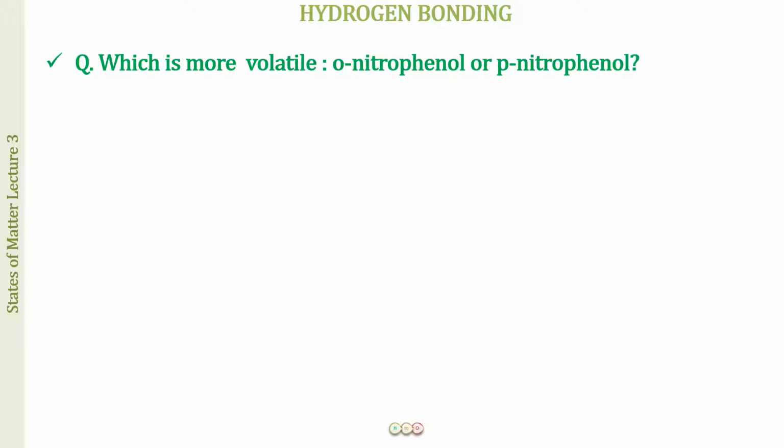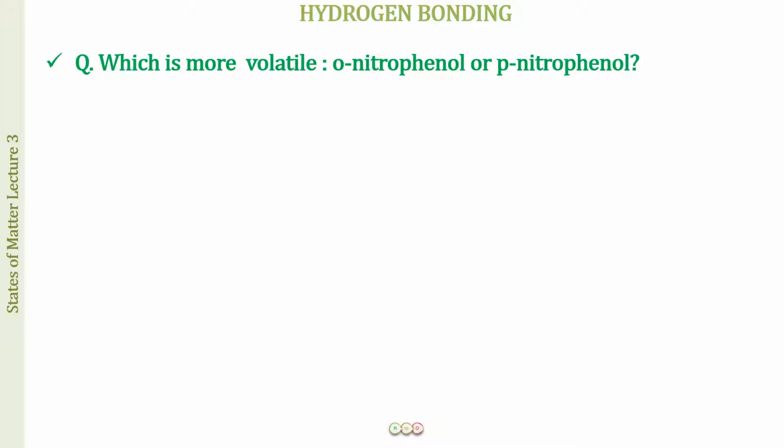Okay. So the question is again, which is more volatile, orthonitrophenol or paranitrophenol? And more volatile means which is going to evaporate fast, and evaporate fast is going to mean that which of these two compounds has a lower boiling point, you can say.